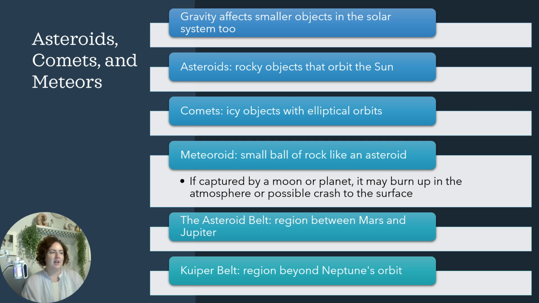Now, gravity has a control over smaller objects, such as asteroids, comets, meteors, all that kind of stuff. So they're affected as well. Remember, asteroids are those rocky objects that are orbiting the sun, typically within the asteroid belt or the Kuiper belt. But then we get comets who do this really fun thing.